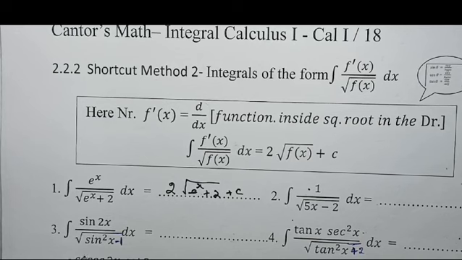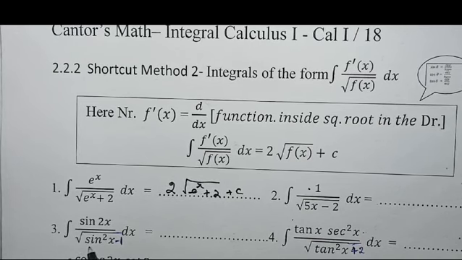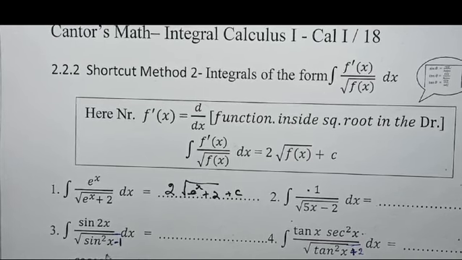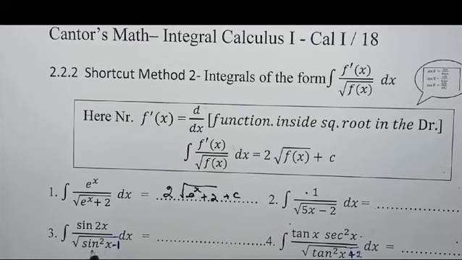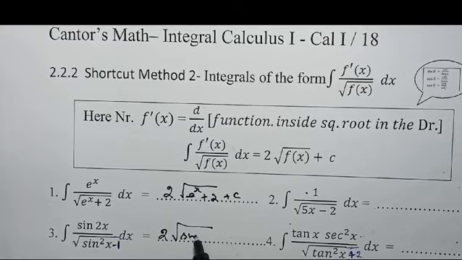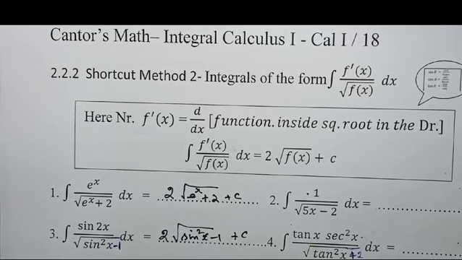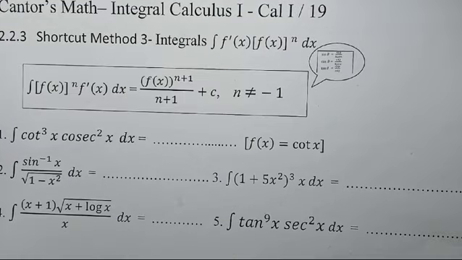Come to problem number 3. Inside the square root, we have sin squared x minus 1 in the denominator. You differentiate this, what will you get? 2 sin x cos x, that is sin 2x, and minus 1 becomes 0. Here we have a square root, so apply the formula: 2 into root of sin squared x minus 1 plus c. See it? Now, the fourth one is left to you.